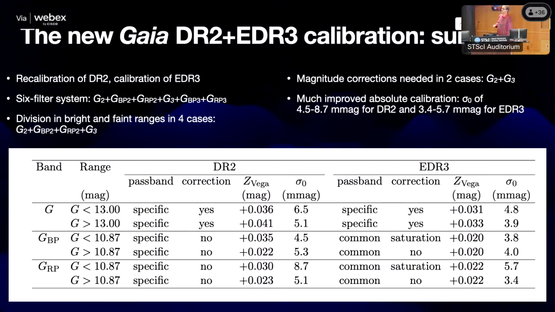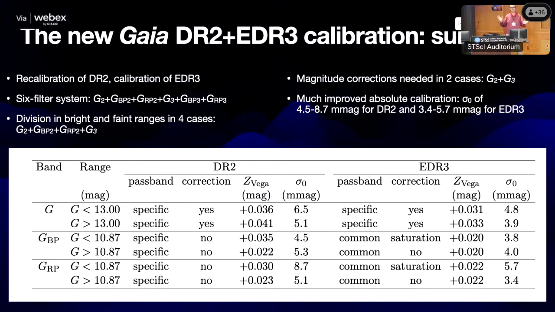First thing, we really have a 6-filter system. We have G plus BP plus RP, for DR2 and DR3. The passbands are slightly different between the releases. Why? Factor number 1, what I mentioned before, the fact that the water deposition is changing on average. And second, each data release is basically all the data put into a computer and processed together, and the analysis is simply different. So that's the first thing.